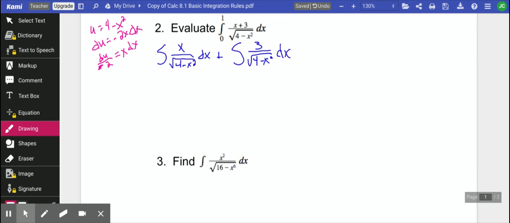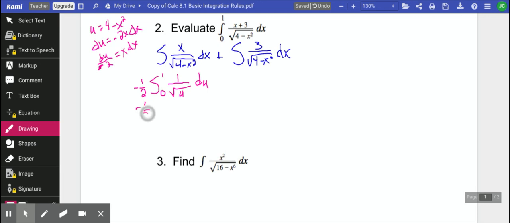So let's go ahead and do that. Oh, and this is from 0 to 1. I didn't write that in. I'll put it in the next step. Okay, so we have u in our denominator, and then this x dx gets replaced with du over negative 2. I'm going to go ahead and pull out that negative 1/2. And this is from 0 to 1.